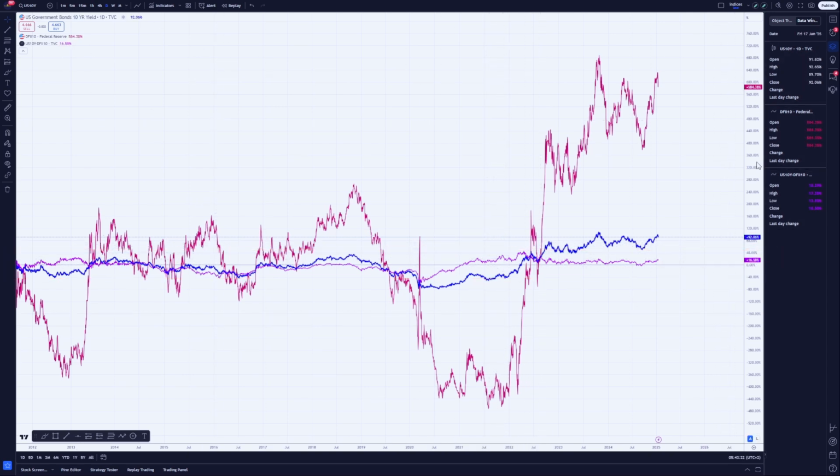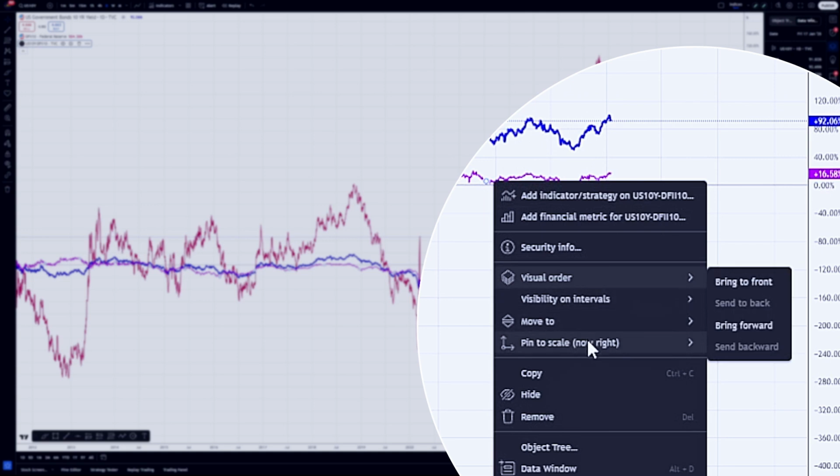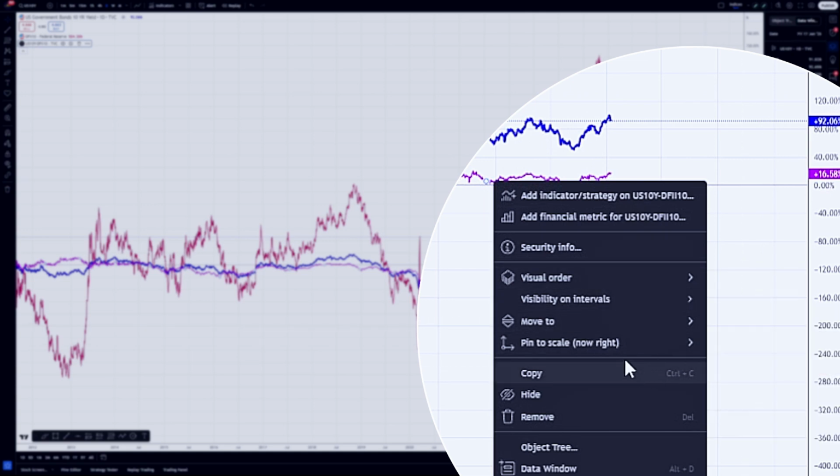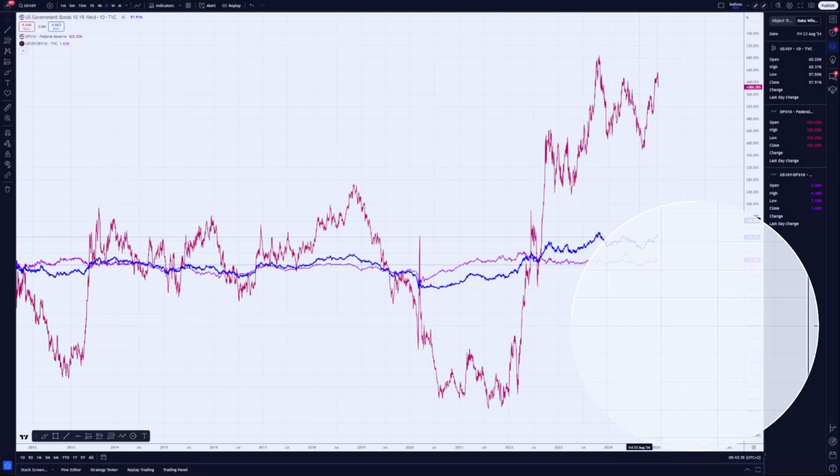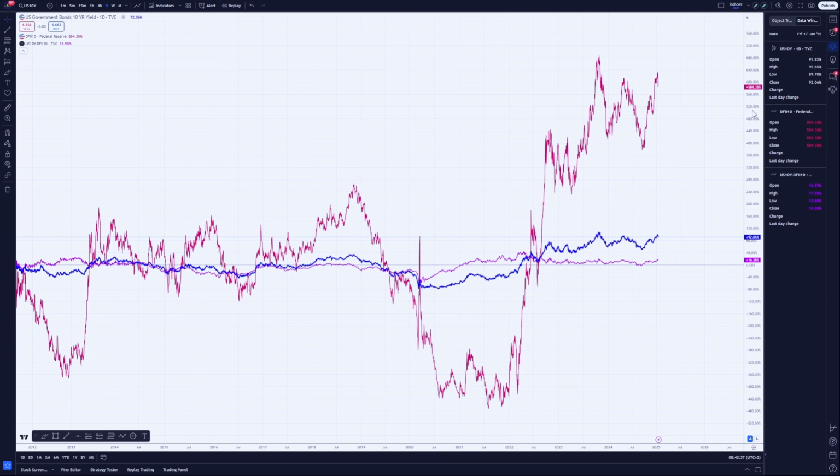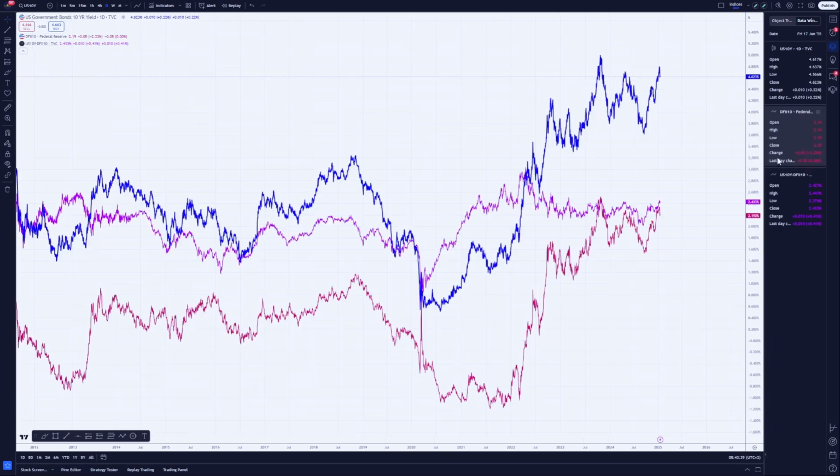Now, if it adds it to the same scale, it'll automatically turn this into a percentage, which we don't want. If you see two price scales on the right, it's an easy fix. Just right click the new chart, go to pin to scale, and there'll be an option to pin to existing right scale, and click that. And then we're going to right click the scale here and just go back to regular, and it's going to throw the chart back in.